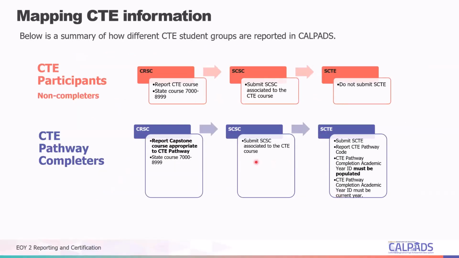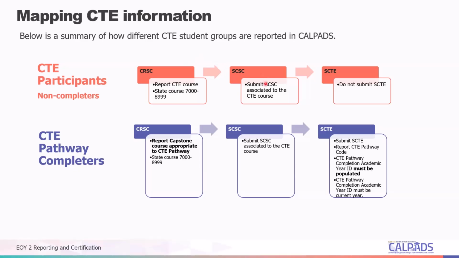All right, this slide provides a visual explanation for how CT participants and pathway completers are reported in CalPADS. So let's begin with the CT non-completer participant. Here you have your CRSC file, which reflects the CT state course code. It could be any CTE state course code. It could be an intro course, a middle course, or a capstone course.